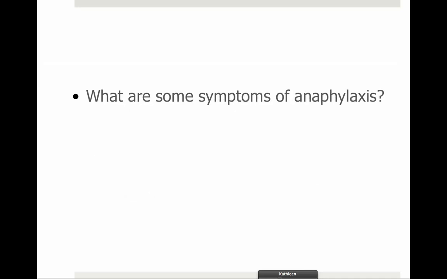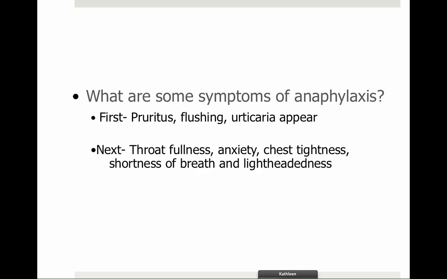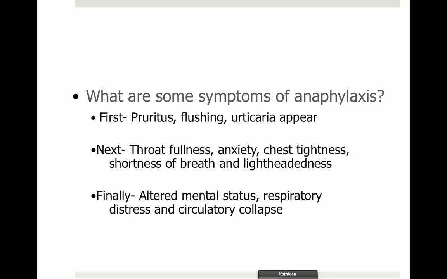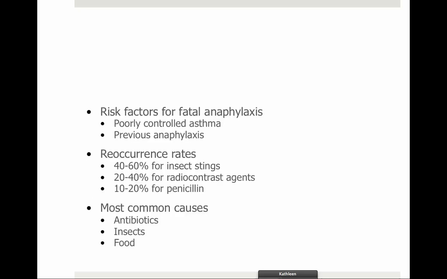What are symptoms of anaphylaxis? Pruritus, flushing, urticaria, which is hives. Next is throat fullness, anxiety, chest tightness, shortness of breath, and lightheadedness. And finally, altered mental status, respiratory distress, and circulatory collapse.